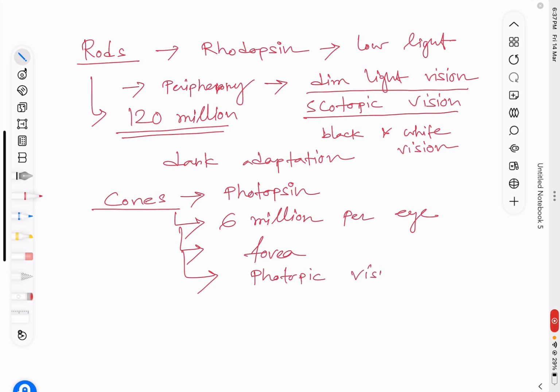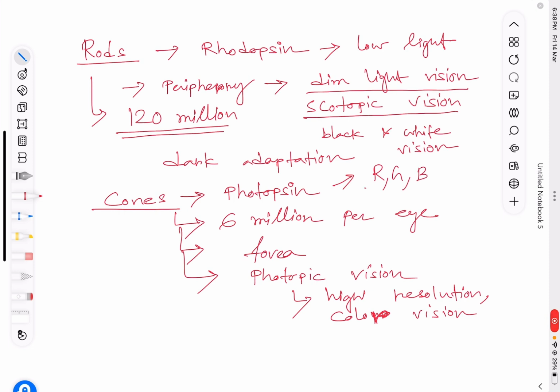We get photopic vision, which is your high resolution vision, color vision or bright light vision. There are three photopsins, just to tell you: R, G, B, red, green and blue. This gives your trichromatic vision.